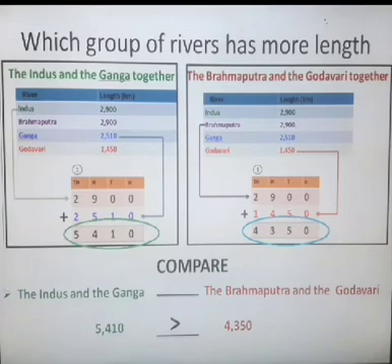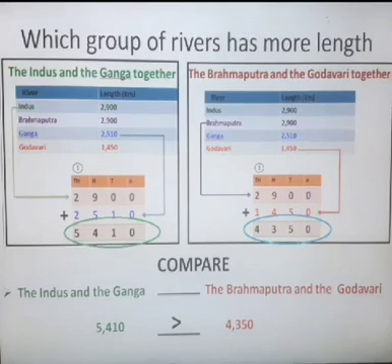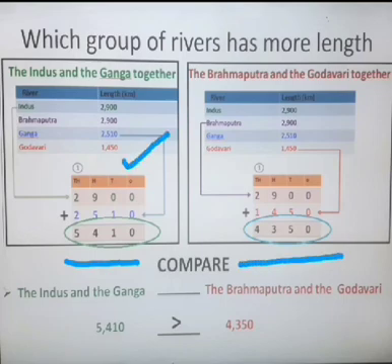Now let us move on to the second part of the activity, where we have to find out which group of rivers has more length. Children, as we have taken out the length of both group of rivers, let us compare them. First, children, let us see how many digits are there in both the lengths. There are 4 digits, 5410 and 4350.